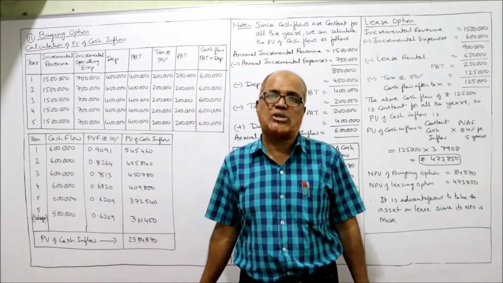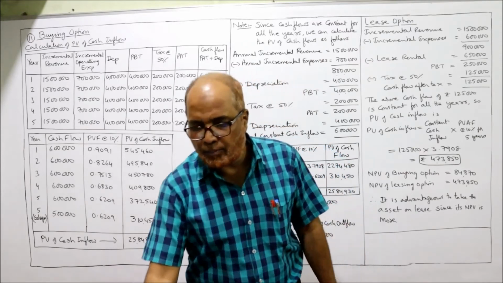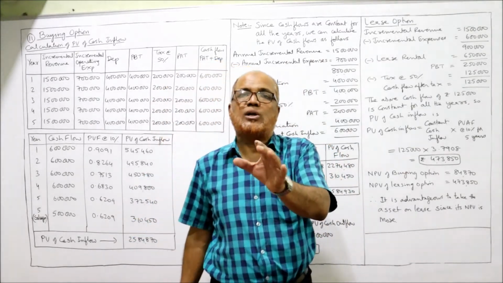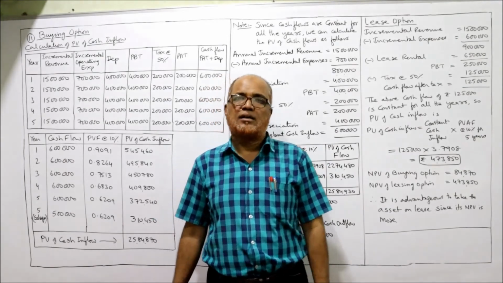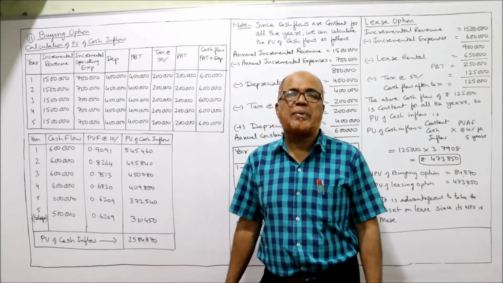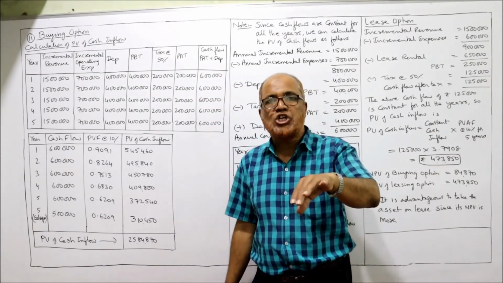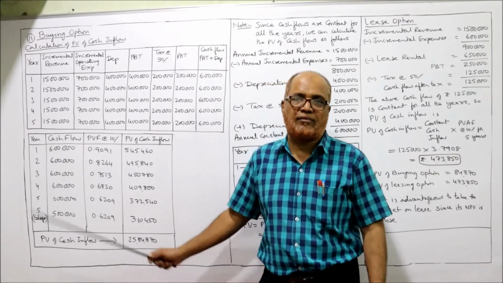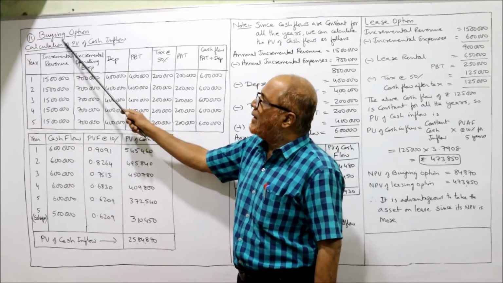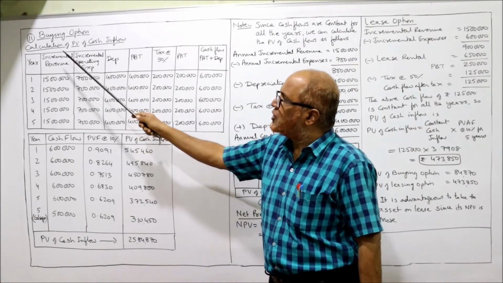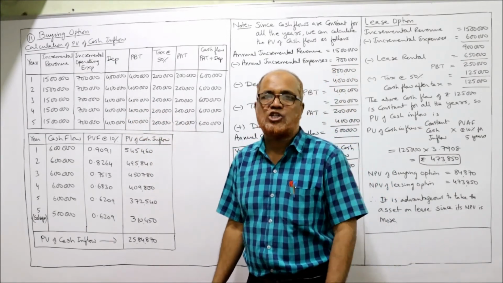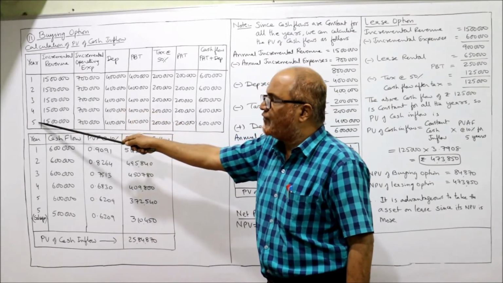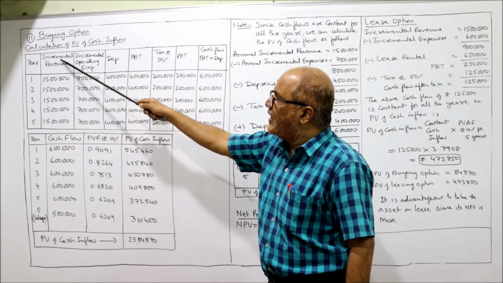Evaluate the proposal. Now we have to evaluate both the proposals. The proposal to buy the asset and the proposal to lease the asset. So we'll calculate what is the net present value, because cash inflows and cash outflows are given. First of all, buying option. We are evaluating the buying option. Calculation of PV of cash inflow, present value of cash inflow. Year 1, 2, 3, 4, 5. 5 years data is given.